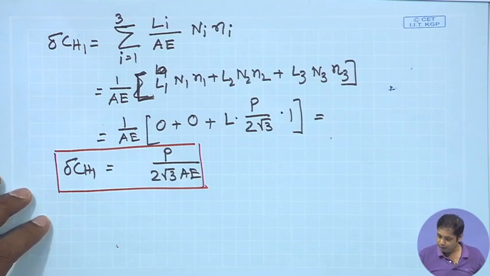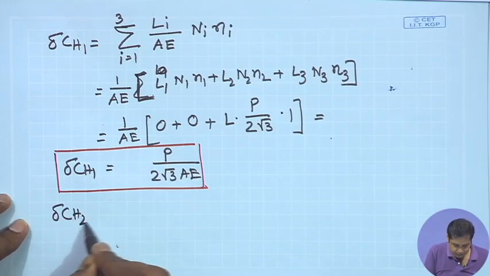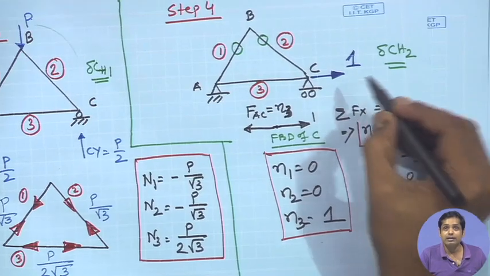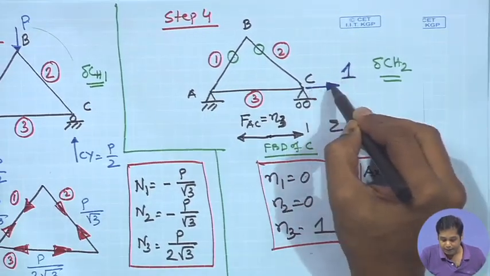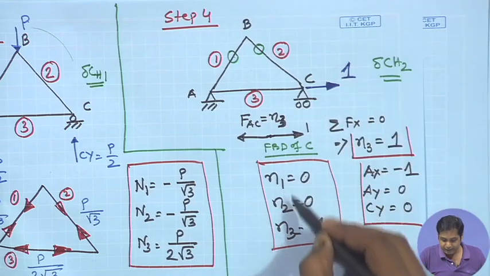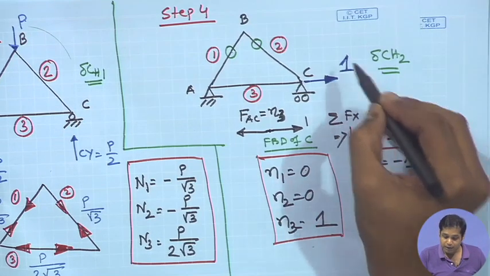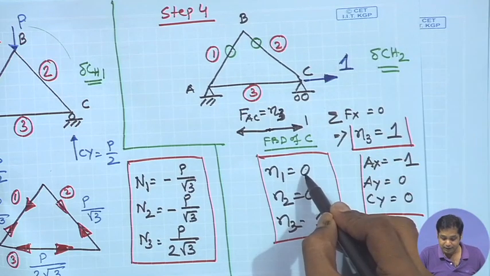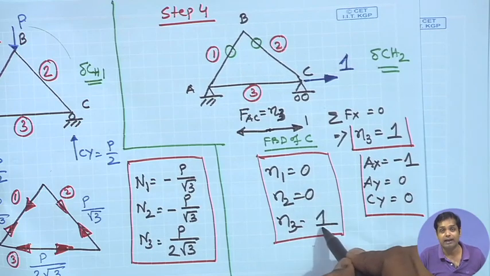Now, we need to find out what delta C H 2 is. Delta C H 2 will be found in the same way. You see here the unit load is here, and if it is applied as a unit load, then these are the deflections. And now, if it is not a unit load but Cx, then the corresponding member forces will be 0, 0 and Cx.